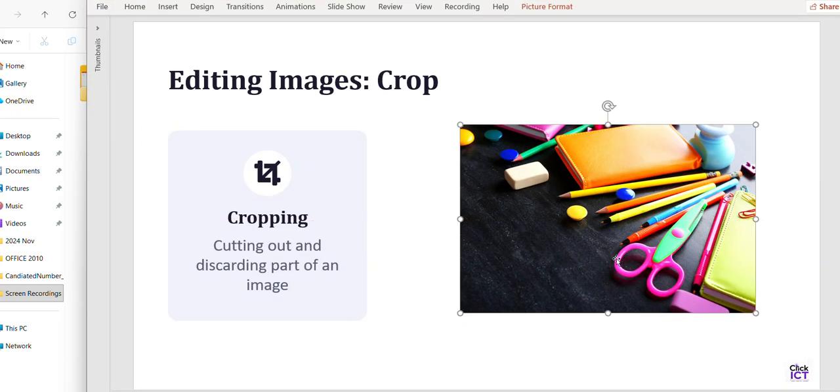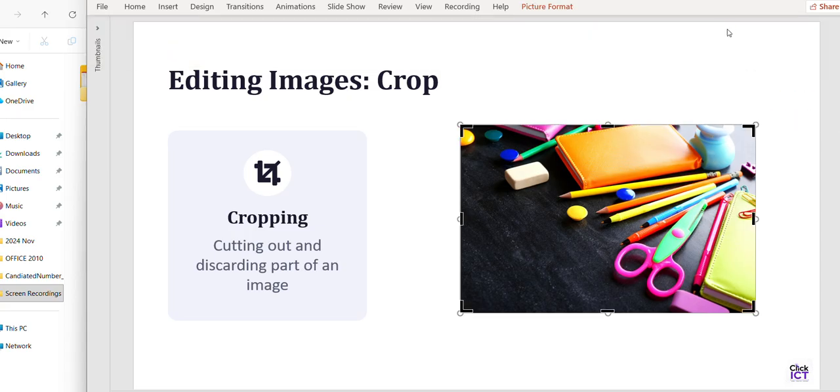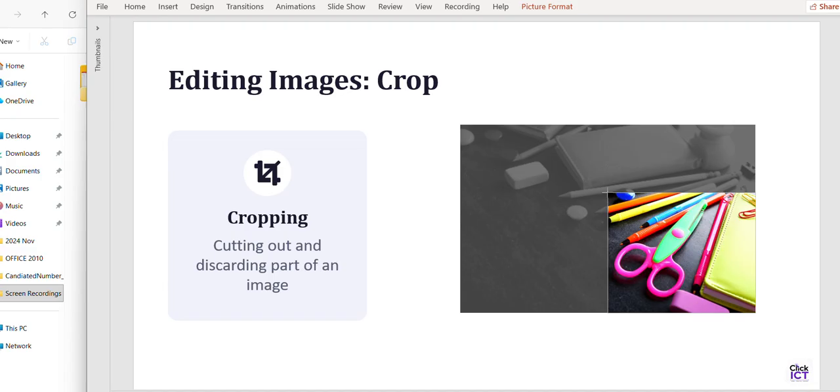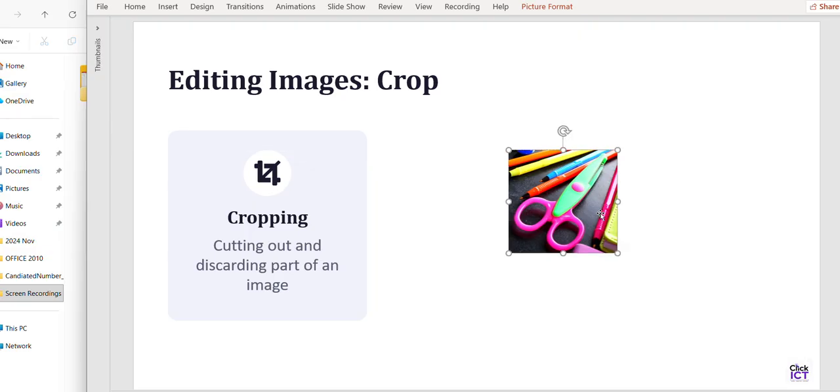I want to keep only the scissors on the image, and I want to remove all the other stationery. So I'm going to go to the picture format and then pick the crop option and remove the other part and keep only the scissors. So this is called cropping. Cropping means you are cutting out or discarding the part of the image which you don't need.